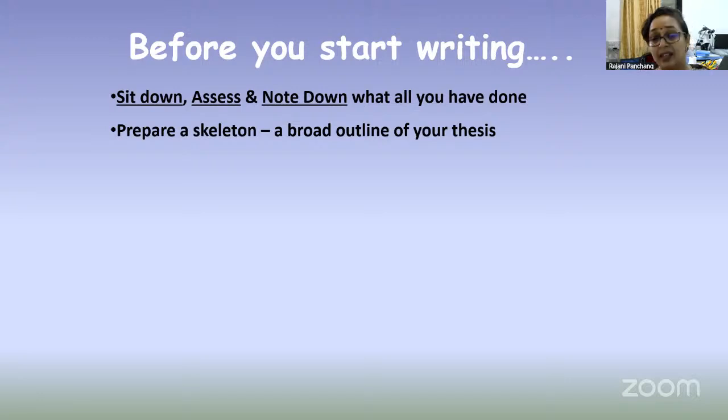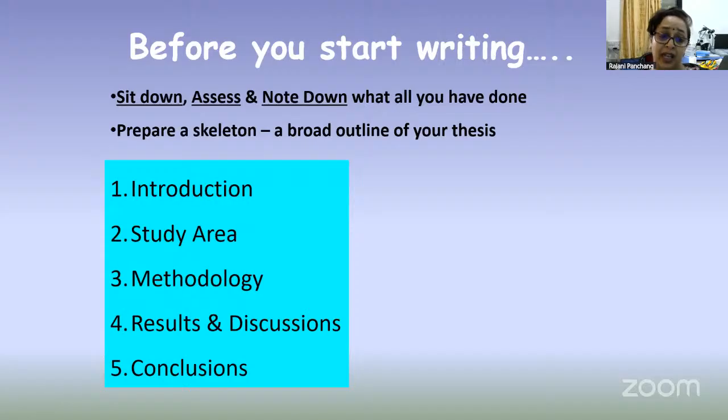Second, prepare a skeleton, a broad outline. For example, this is something very common for all earth sciences or biological sciences, where they deal with a study area. Maybe many of you don't have a study area. Maybe someone has a material, someone has a hypothesis, someone has a particular chemical that they're working on. But broadly, all theses come under these three.